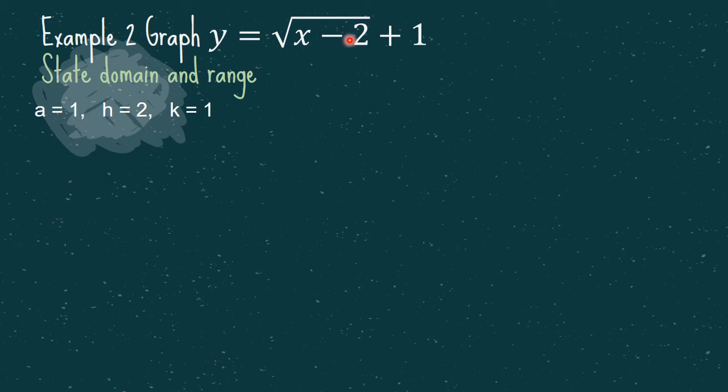The value of h is 2. Remember that it is x minus what value? So minus the value 2. So that's the value of h, h equals 2. And the k value is equal to 1.